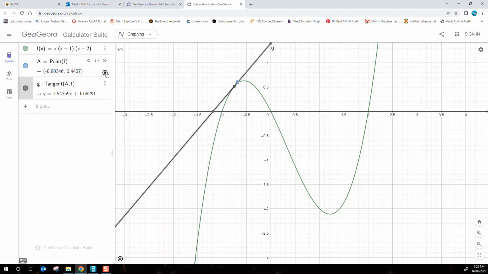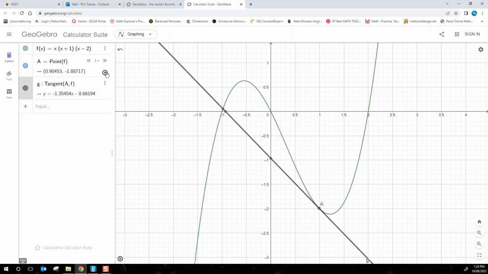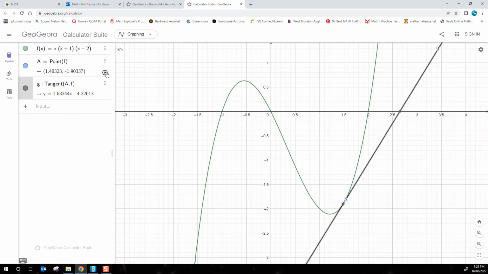As point A moves around, obviously the tangent changes because this is a curve. The gradient is changing for a curve. Straight lines have a constant gradient. Curves, the gradient changes. Otherwise they wouldn't be a curve, would they? So the tangent's lovely, but the thing that really interests me is the number here, the gradient of the tangent. I don't care about the y-intercept. That's the bit that I'm really interested in.